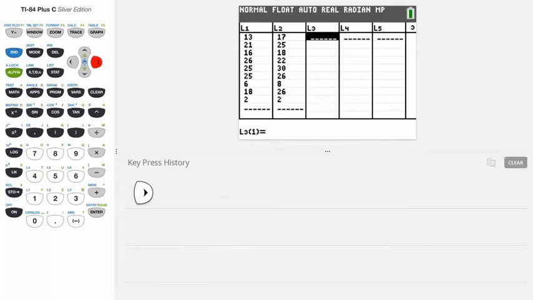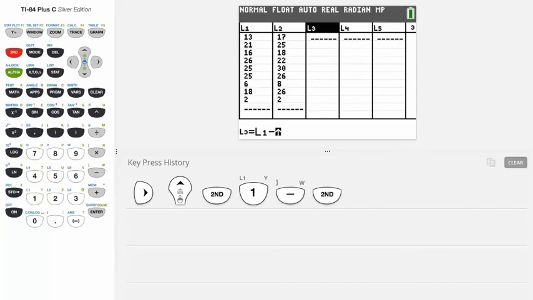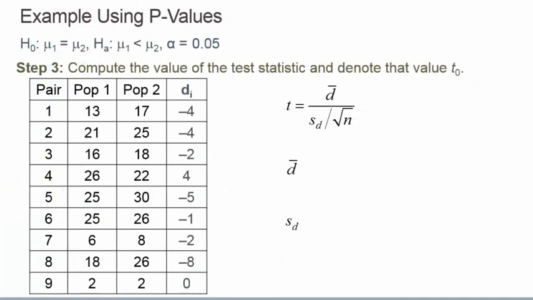Now I'm ready to find the difference. Heading over to L3, arrow up, I want to subtract L1 and L2. L1 minus L2, enter, and I have my difference. I can put that in my table.